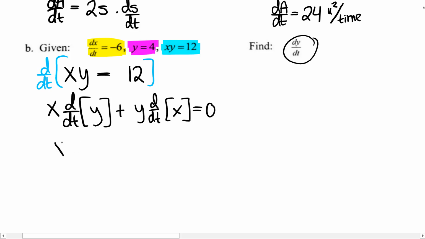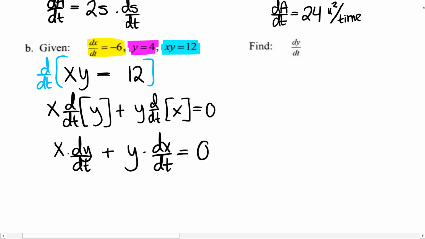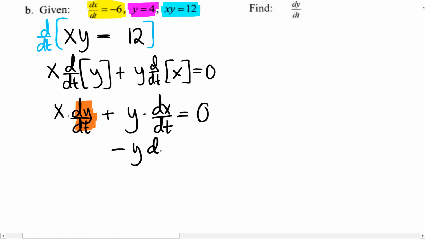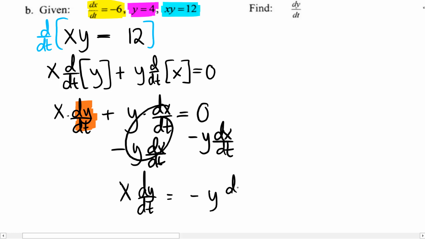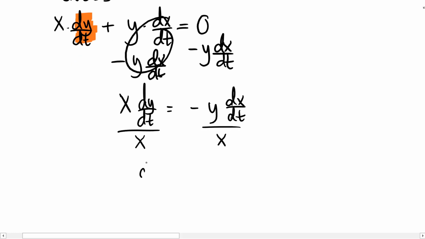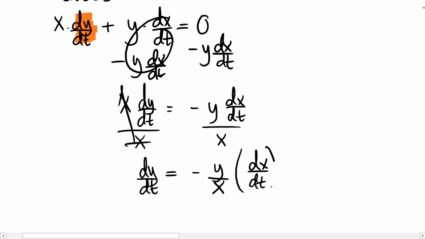Go ahead and derive these. The derivative of y with respect to t is dy/dt. x times dy/dt plus y times dx/dt. Again, those variables don't match, so I need to include the derivative of x with respect to t, which is dx/dt, equals 0. Now we're trying to solve for dy/dt, so I want to get dy/dt by itself. Use some algebra. And dy/dt is equal to negative y over x times dx/dt.